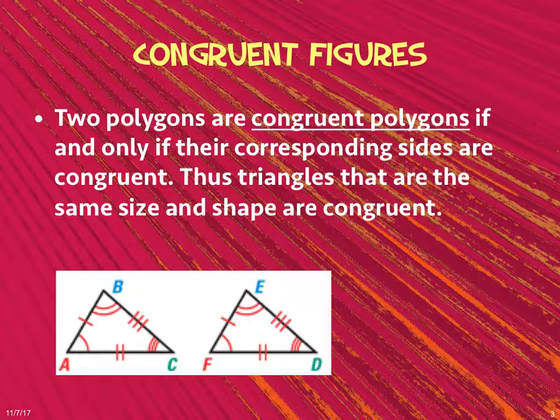So here's what a pair of triangles that are congruent would look like. Notice that AB matches EF, BC matches ED, and AC matches FD. They don't have to be facing the same way. They could be turned. And then angle A matches angle F, angle B matches angle E, and angle C matches angle D.